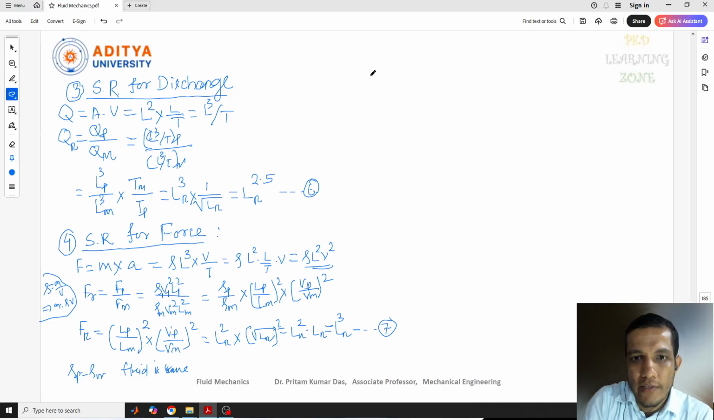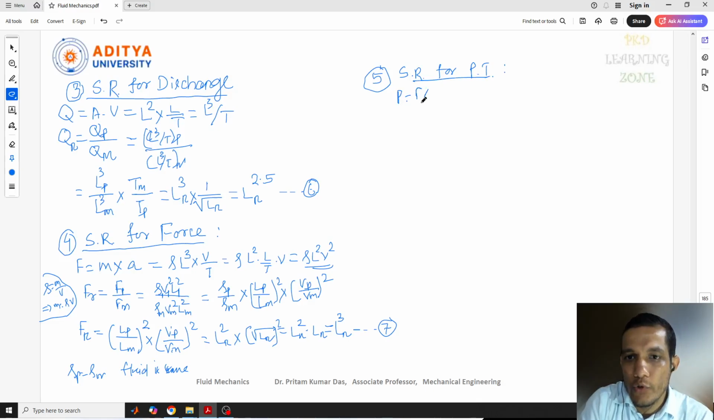Now the next one we'll see is the scale ratio for pressure intensity. So this is another part. Again we know that pressure equals force by area. Pressure equals force by area. So we can write here force equals, just now we got, rho L square V square, divided by area. Area is also L square, and this is nothing but our P. Finally we can write P equals, to cancel this L square, rho V square.